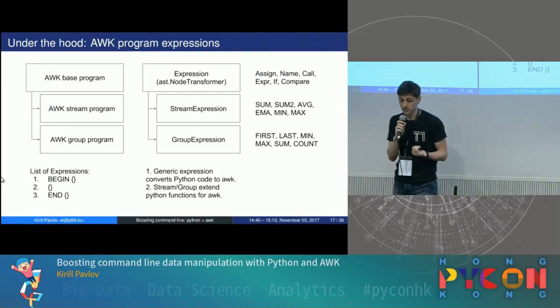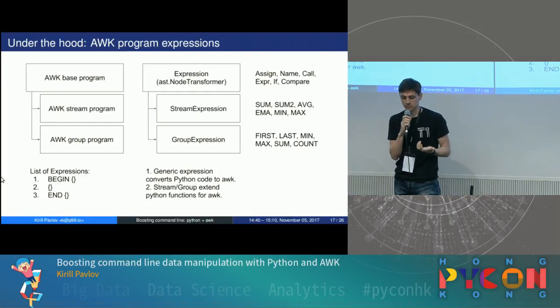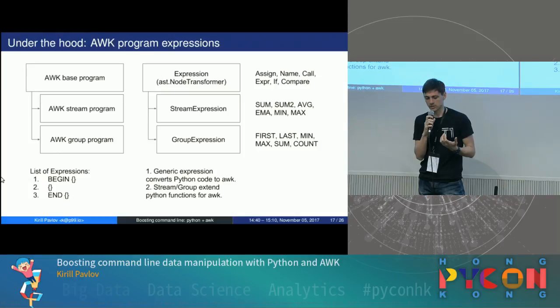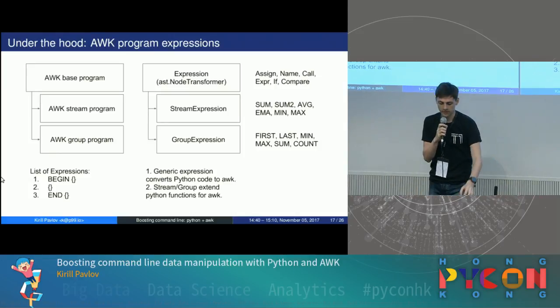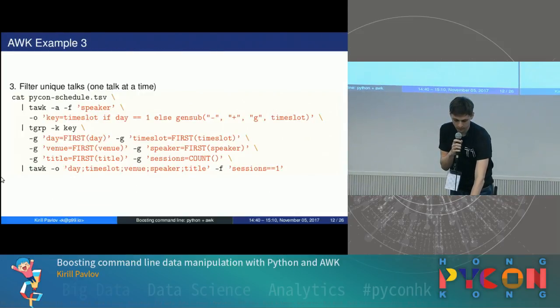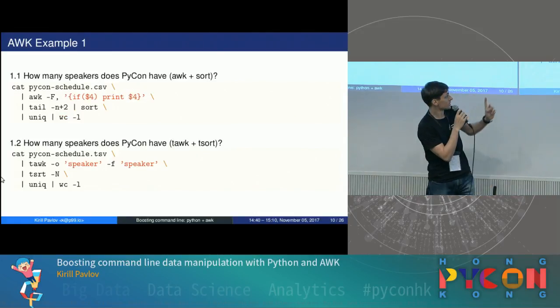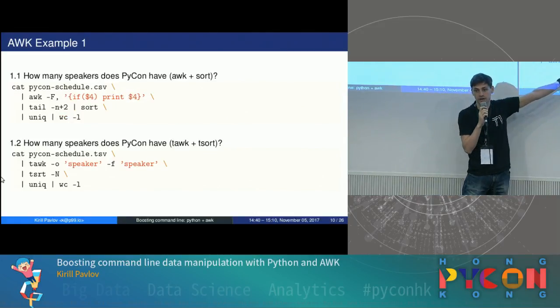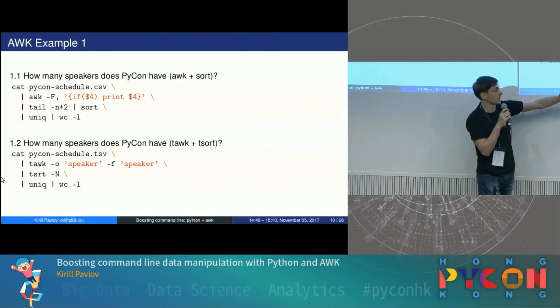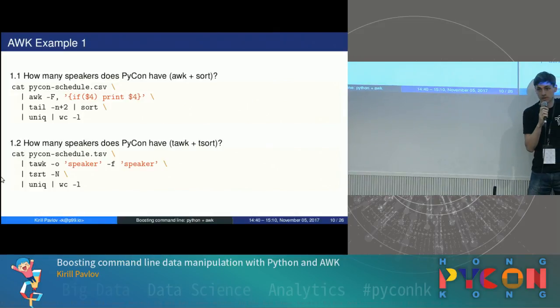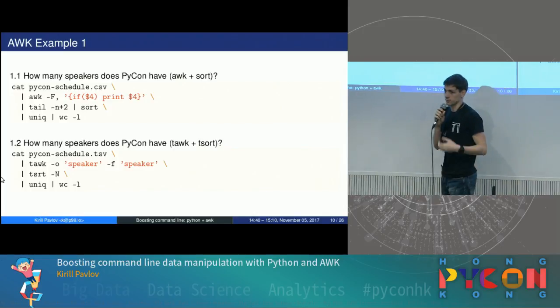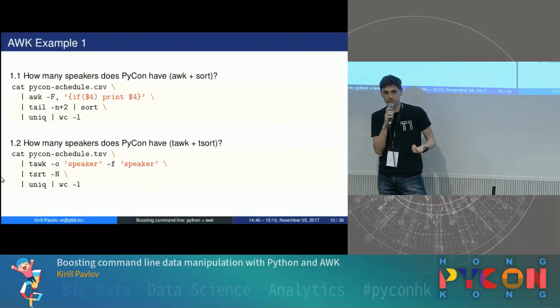And there is a concept of expression. So think about it this way: you have a mini program. Like you remember, we used those keys in this example, in 1.2, right? So we use -o speaker. Actually, speaker is a mini program, and here filtering is also a mini program. So what it does is it parses those mini programs and generates awk expressions based on them.